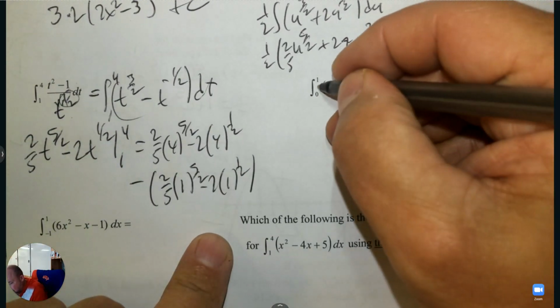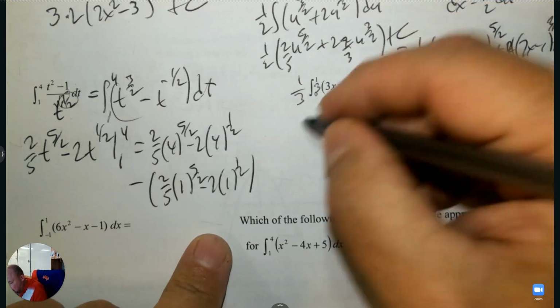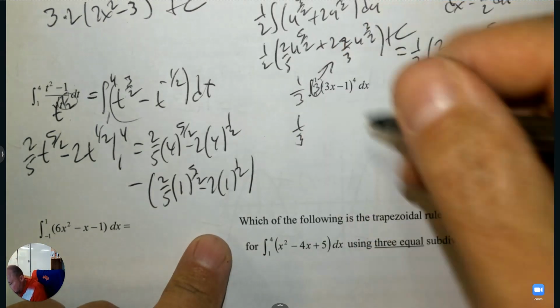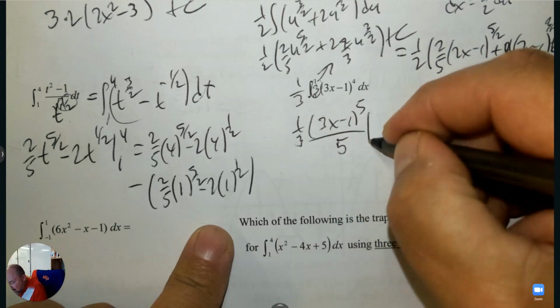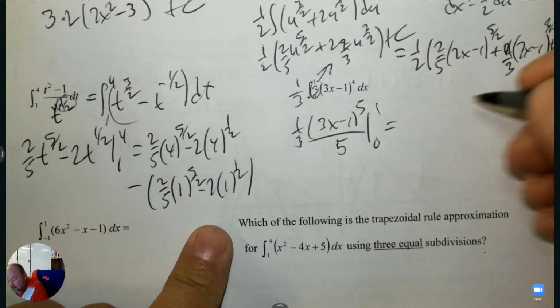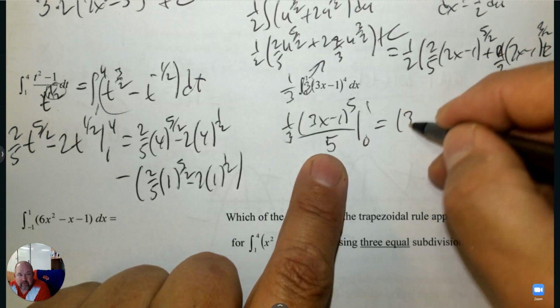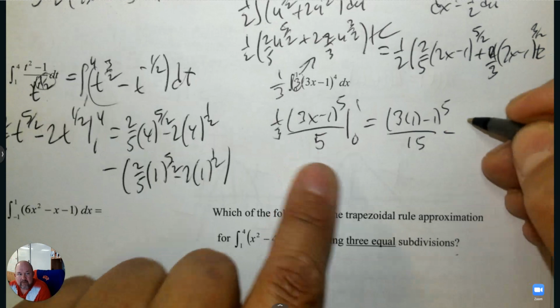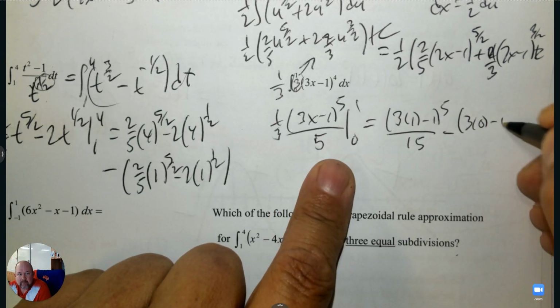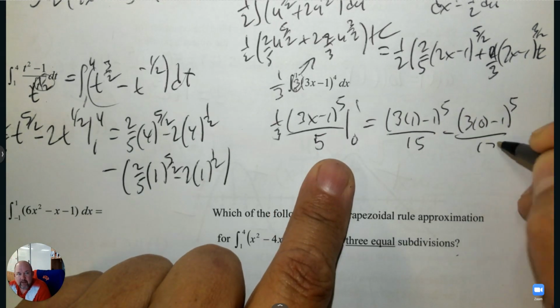Here, the hook here is 3, so it was a 1 and it became a 3, so it's 1/3. This goes away. We add 1 to the exponent and divide, and I'm integrating from 0 to 1. So I'm going to treat this as 15, so I'm going to plug in 1 over 15 minus plug in 0, and you have your answer.